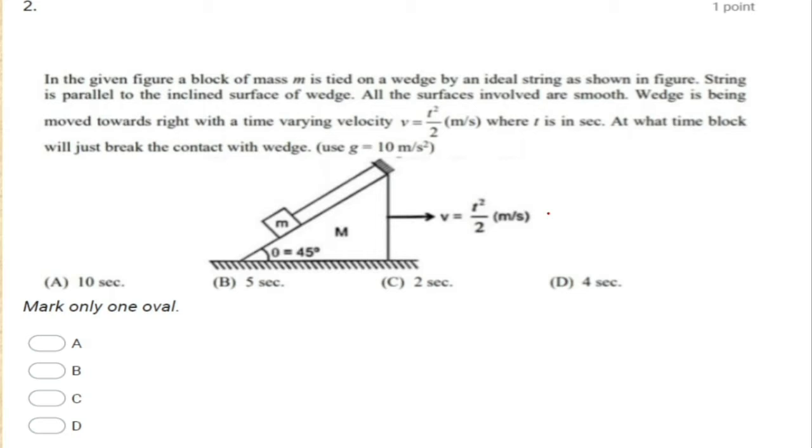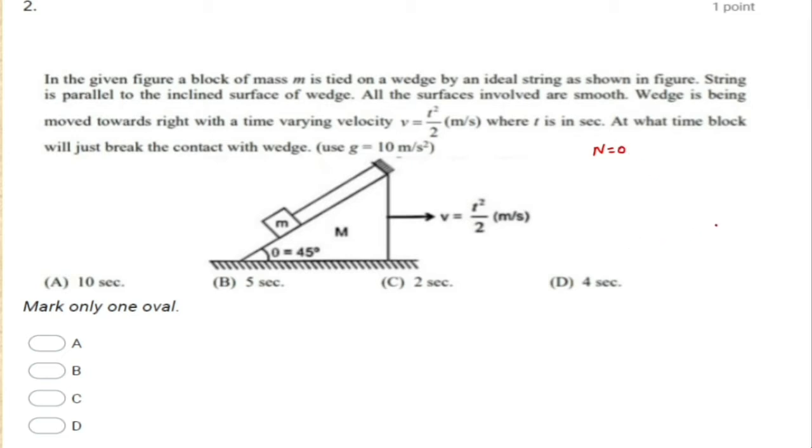Now let's discuss question number 2. You can see in the picture there. A block is held with a string which is parallel to the inclined surface of the wedge, and the wedge is moving with a velocity t square divided by 2. We have to calculate at what time the block will just break the contact. Just to break the contact means the normal reaction force must be equal to 0.